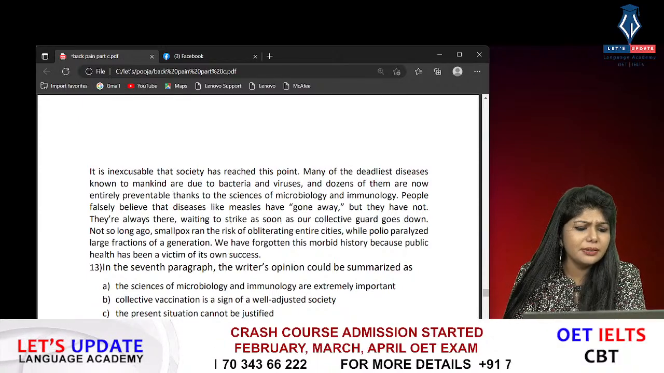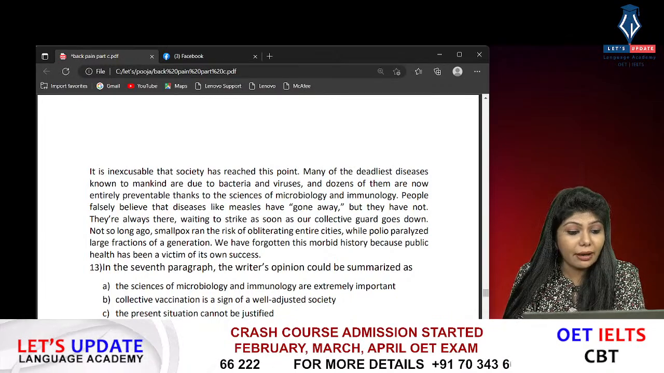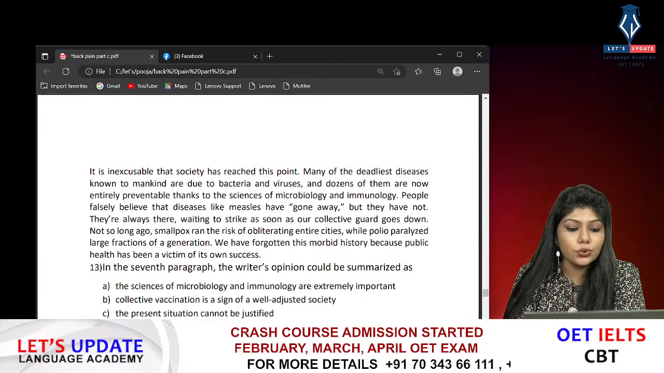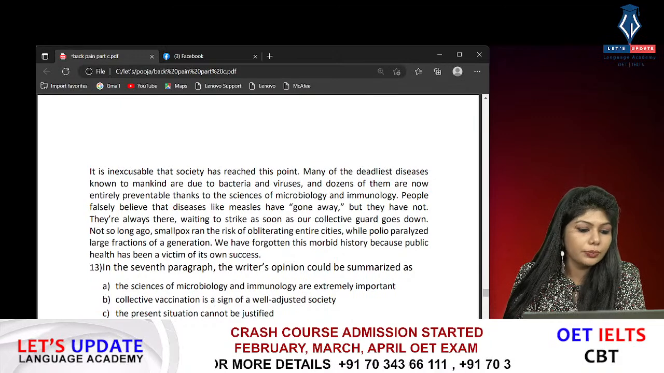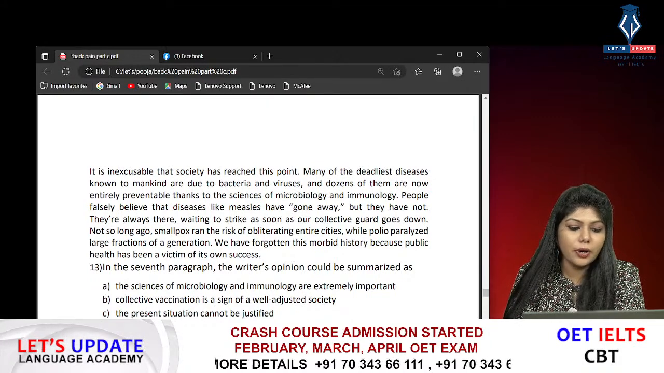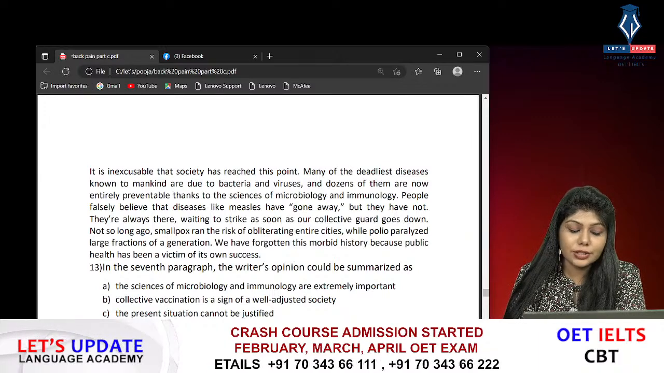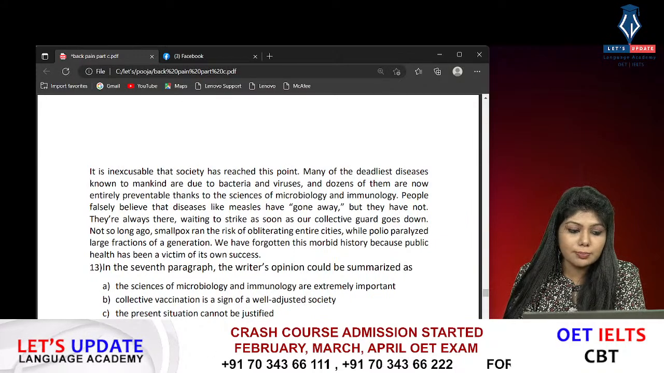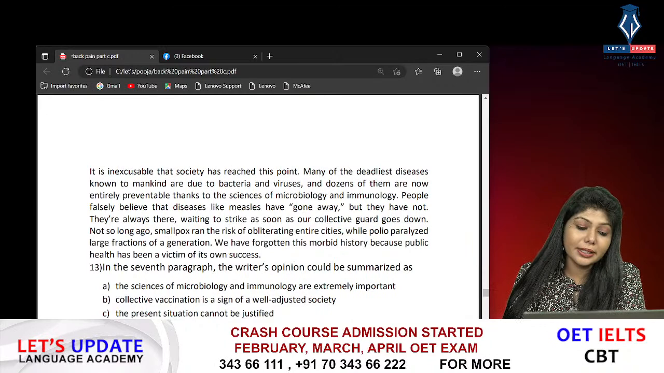People falsely believe that these diseases, like measles, have gone away, but they have not. They are always there, waiting to strike as soon as our collective guard goes down. Not so long ago, smallpox ran the risk of obliterating entire cities while polio paralyzed large fractions of a generation. We have forgotten this morbid history because public health has been a victim of its own success. That was what the paragraph was about.